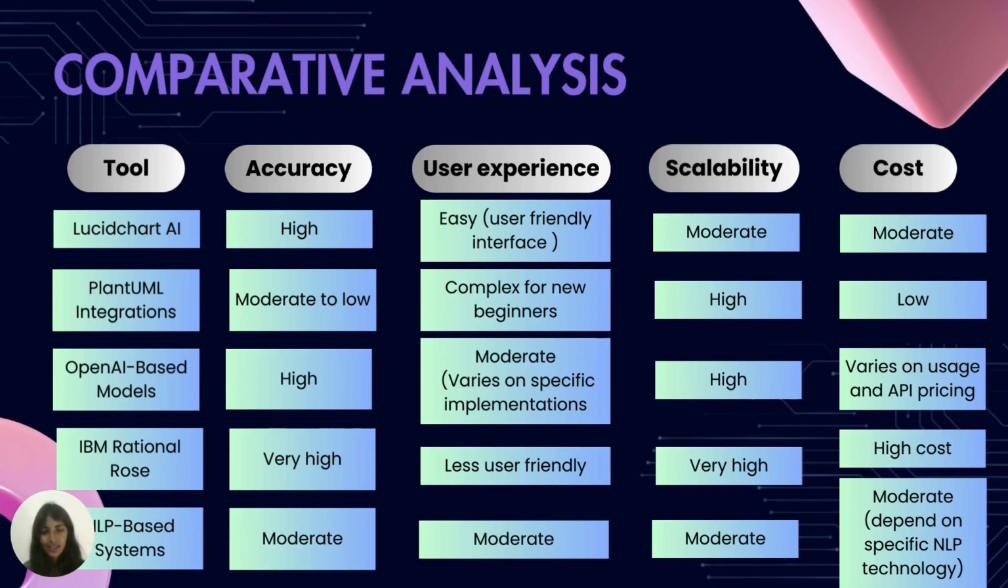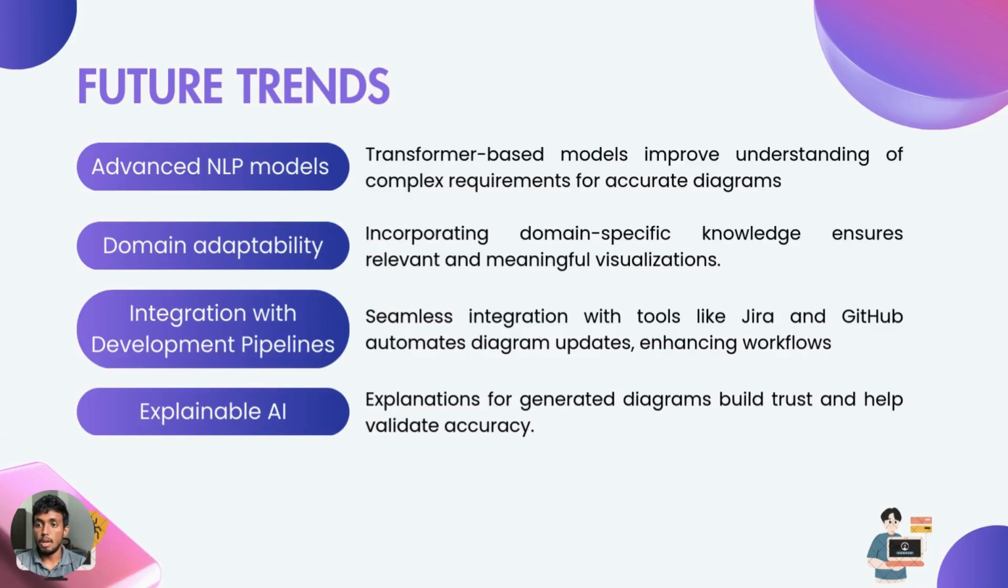I'll be discussing the future trends in AI tools for generating UML diagrams and how these advancements are set to transform software development. Let's begin with advanced NLP models. Modern transformer based models like GPT and BERT are becoming key players in this space. These models are excellent at interpreting complex natural language, which helps them understand the nuances in textual requirements. This means AI tools will soon generate diagrams with much greater accuracy and relevance.